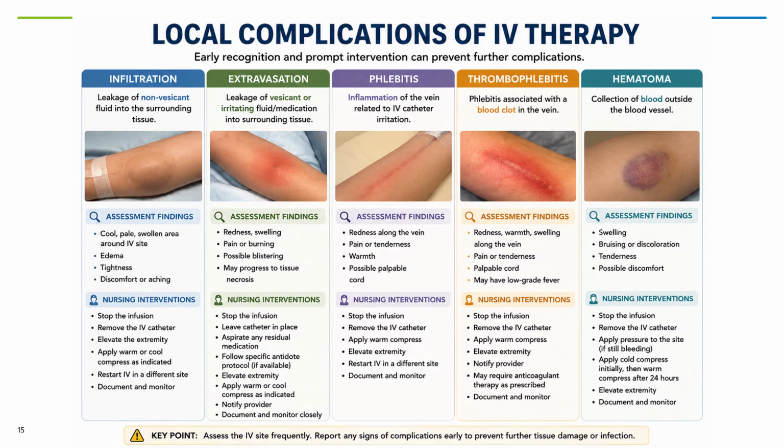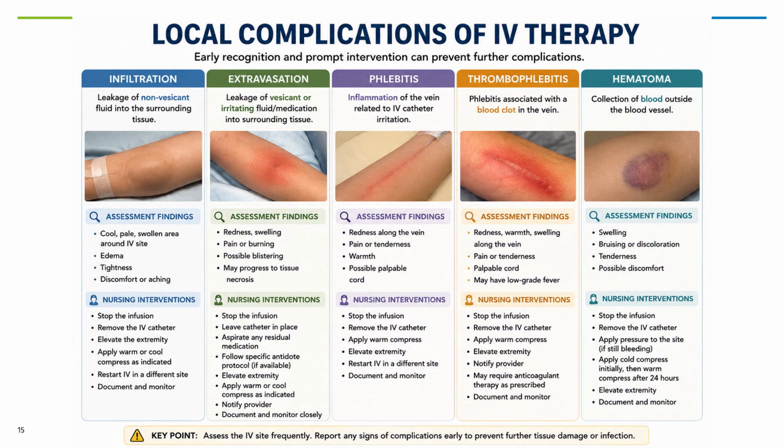Treatment would include stopping the infusion, removing the IV, applying a warm compress, elevating the extremity, and notifying the provider. Some patients may also require anticoagulants depending on the severity. The presence of a clot makes this more serious than just simple phlebitis.